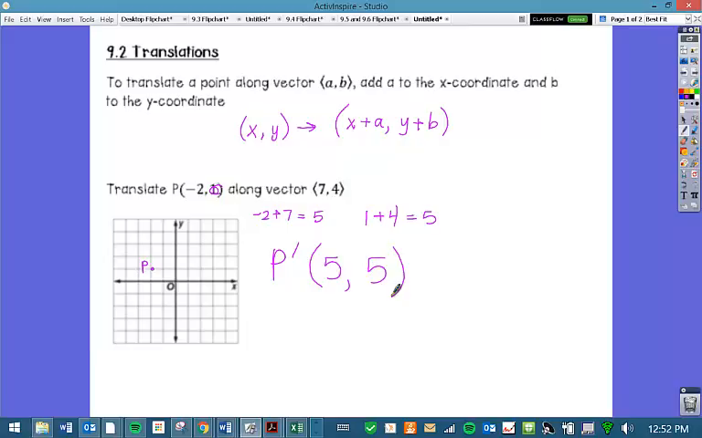So my new y coordinate is also 5. When I plot this new point P prime, that shows me I slid point P to the right 7 units, and then I slid it up 4 units. So your vector communicates your movement: 7 units to the right and 4 units up.